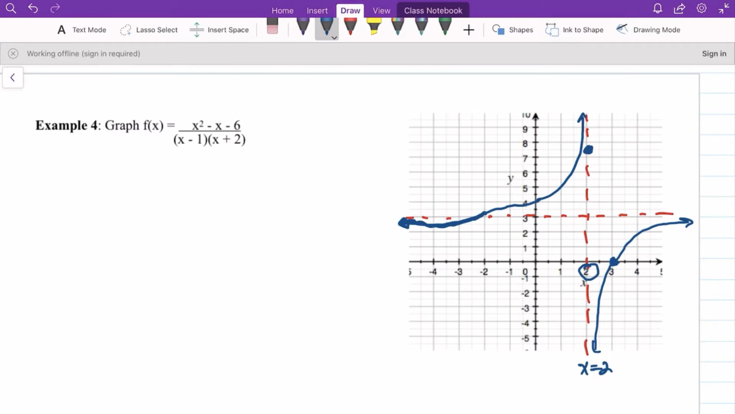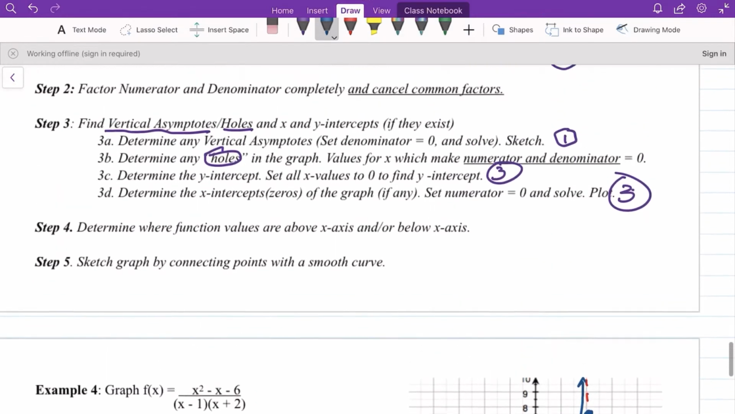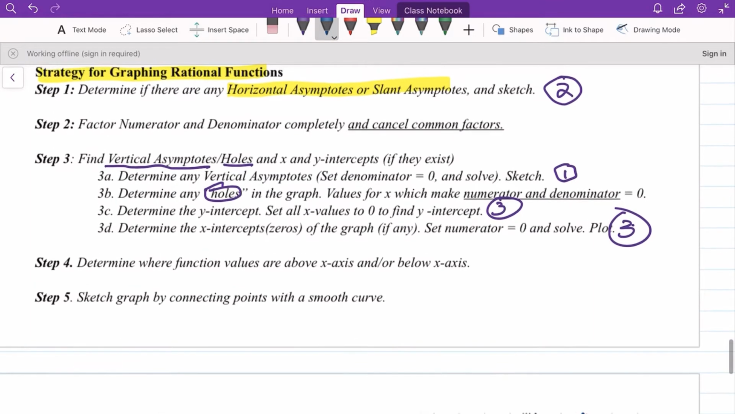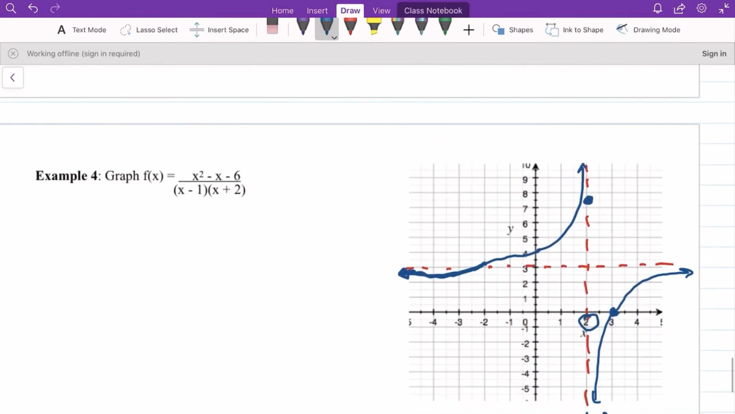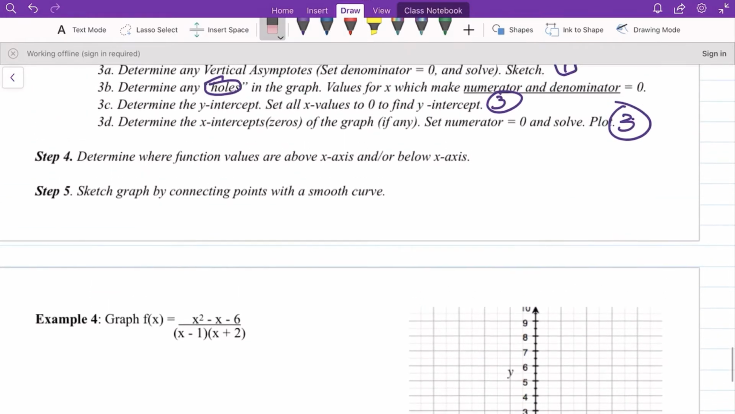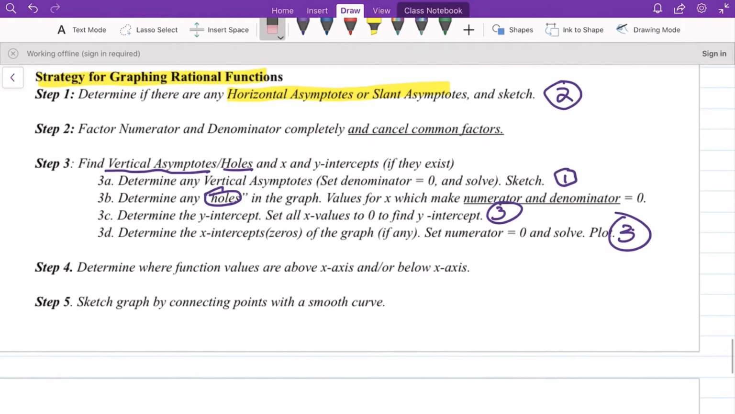So what I'm going to do now is go back up to my steps here, take each step one by one, and separate the video into little sections, and we're going to just complete this graph. I have the function down here. I have f of x equals x squared minus x minus 6 divided by x minus 1 over x plus 2, and we're just going to go through every step one by one. All right, so let's look at the first step. First step says determine if there are any horizontal asymptotes or slant asymptotes, and then sketch.